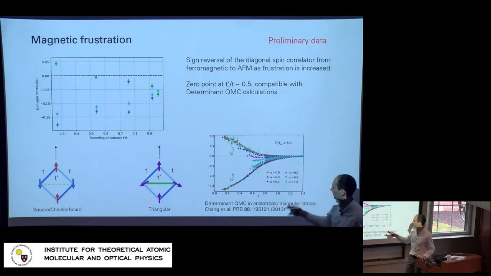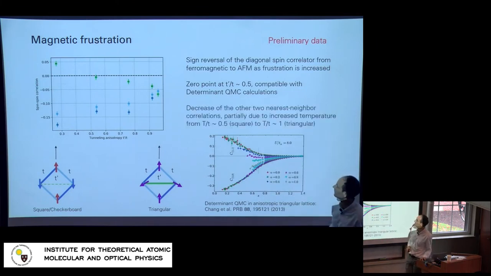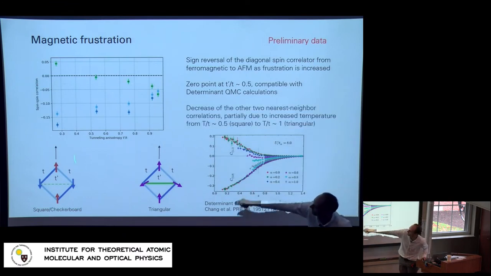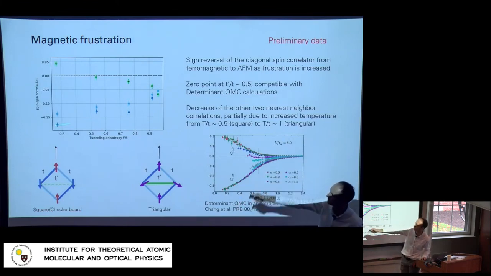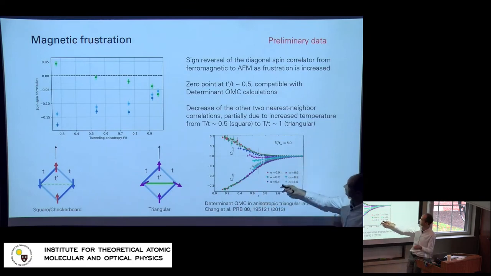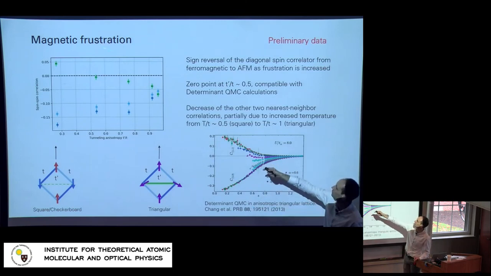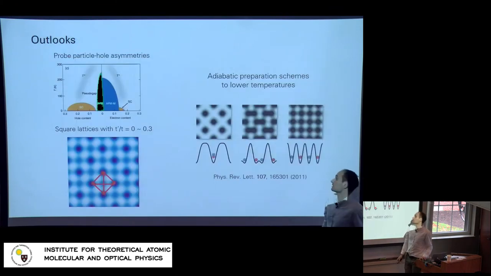So here it's a plot as a function of entropy per particle, or conversely temperature. And we also see a decrease of this other nearest neighbor correlation, which is partially due to the fact we have frustration, but also partially due to the fact that we are heating technically, and that's something we still need to work on, from about 50% of the tunneling to one tunneling or 80% of the tunneling as we go to triangular lattices. All right, so we need to work on temperatures and data analysis and so on.